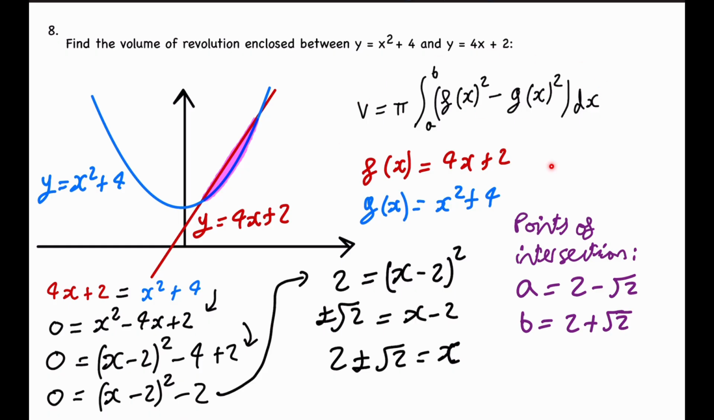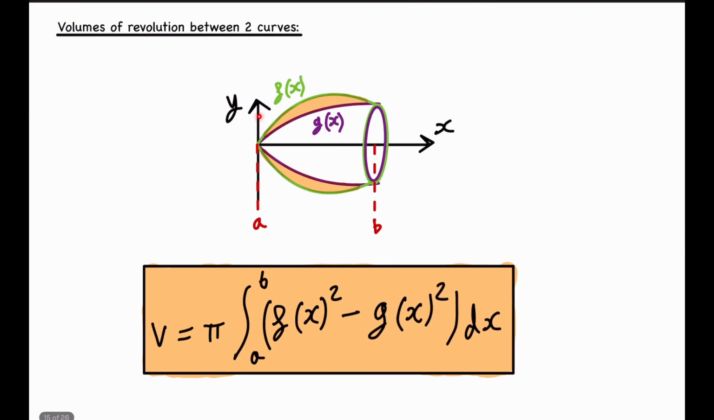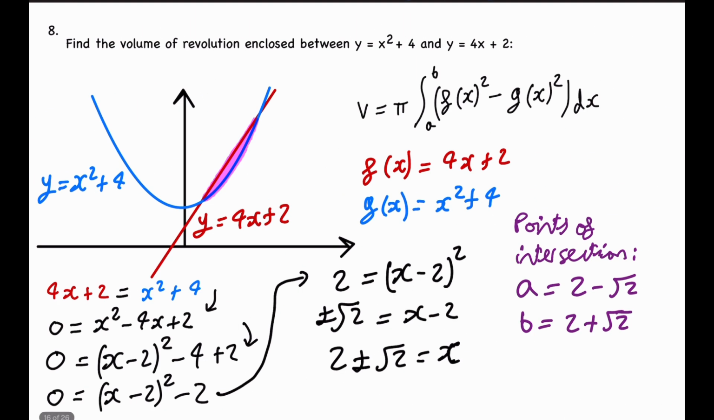So if we write out the formula from before, again, for volumes of revolution, remember our f of x is going to be our outer function, and your g of x is your inner function. If we look at the graph, our outer function is going to be our 4x plus 2, and your inner function is going to be the quadratic x squared plus 4. So you can substitute your f of x as 4x plus 2, and your g of x as x squared plus 4. And all that's left to do is to find our b and our a.